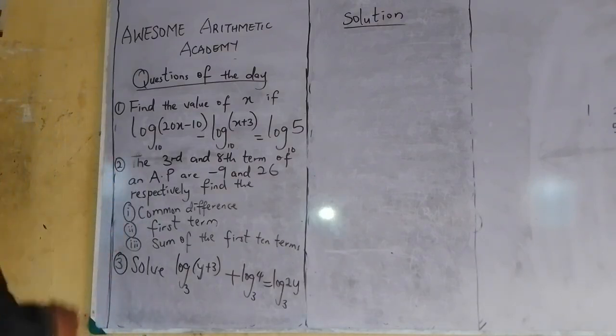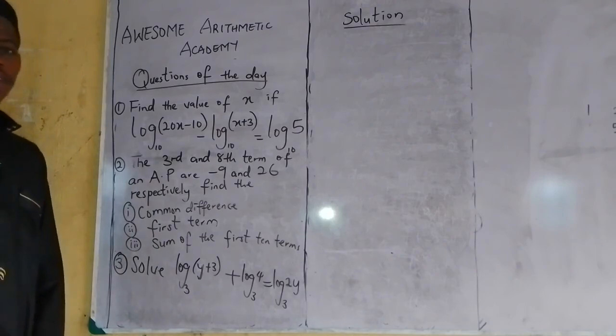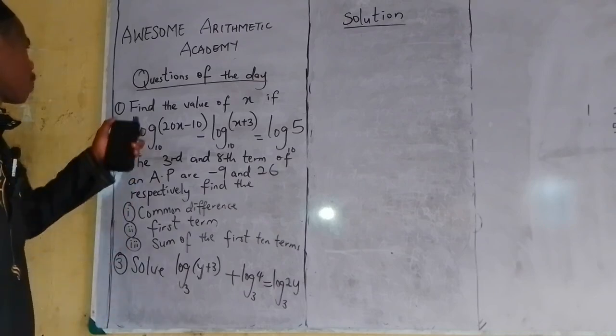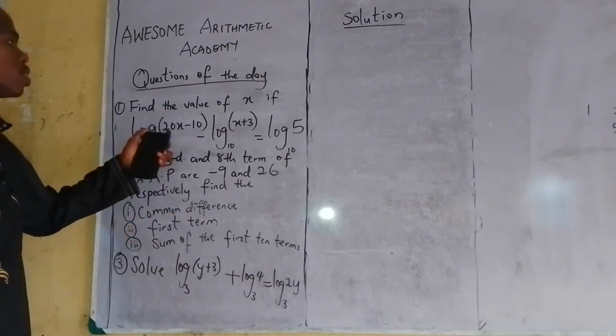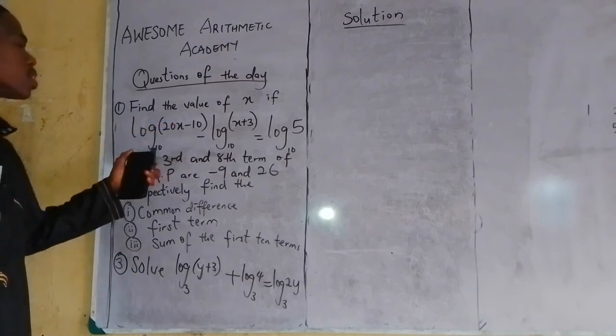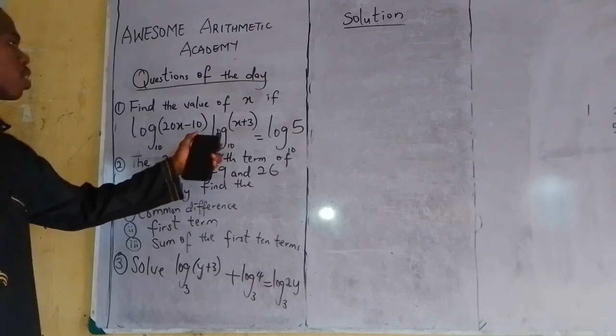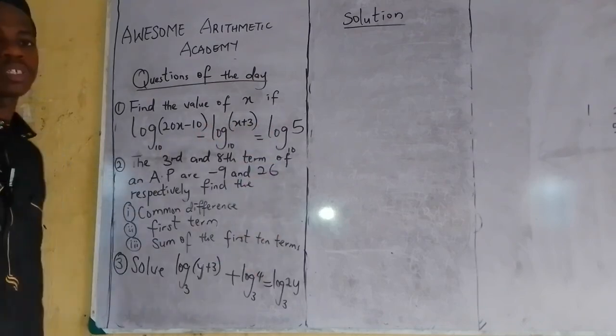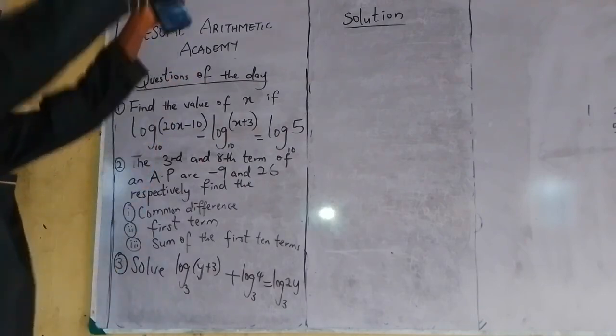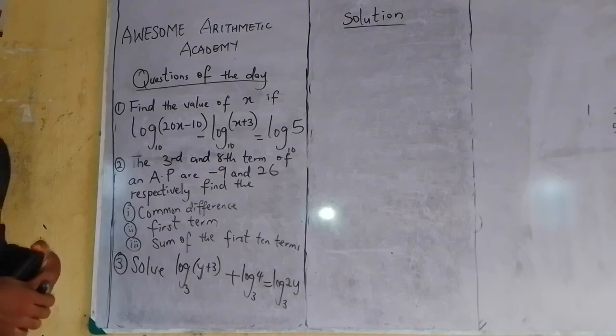Questions as we are having them on the board. The first question says: find the value of x if log(20x minus 10) in base 10 minus log(x plus 3) in base 10 equals log 5 in base 10. Let's take them one after the other and solve.